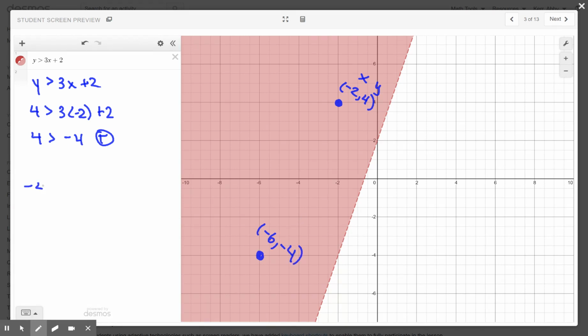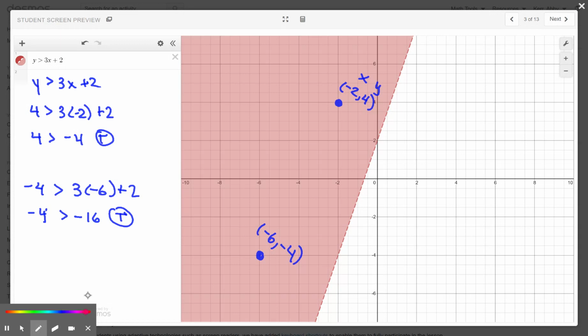Let's say I pick negative 4 for the y, greater than 3, parenthesis, negative 6, plus 2. Then that would get you negative 16. Yes, negative 4 is greater than negative 16. Negative 16 is a very small number. So that's what we mean by shaded.